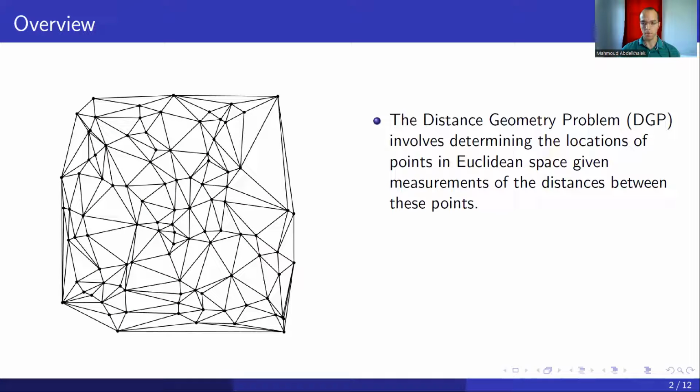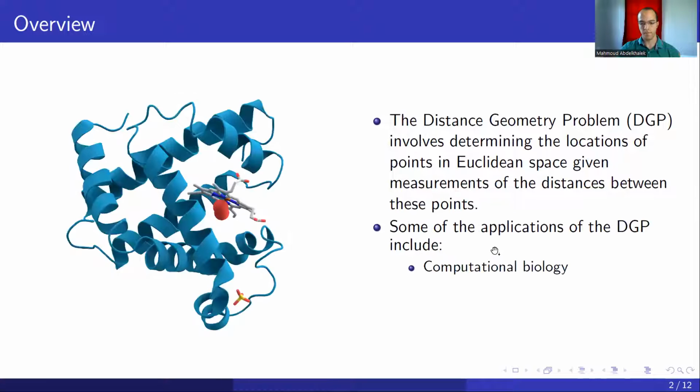So the distance geometry problem, or DGP for short, involves determining the locations of points in Euclidean space given measurements of the distances between these points. For example, in the figure on the left, we may be interested in recovering the locations of the points in this 2D structure given measurements of the pairwise distances between these points.